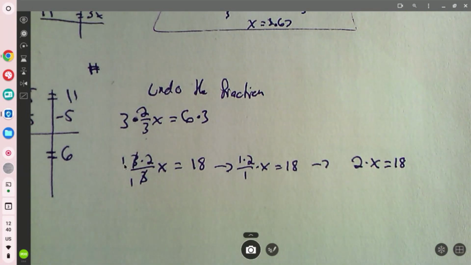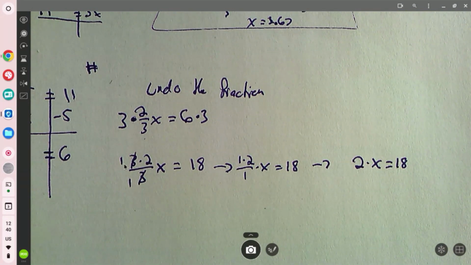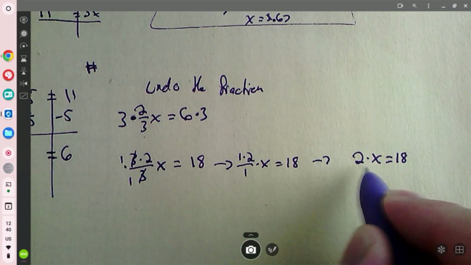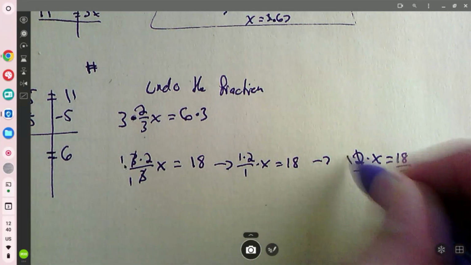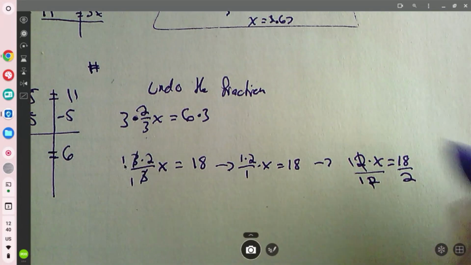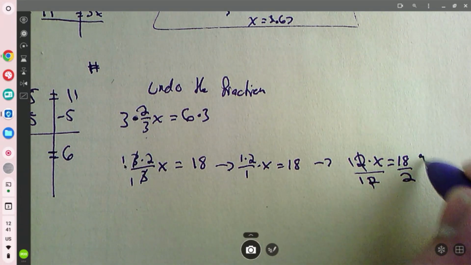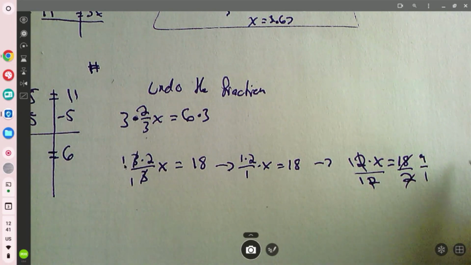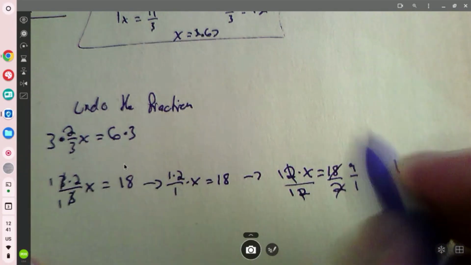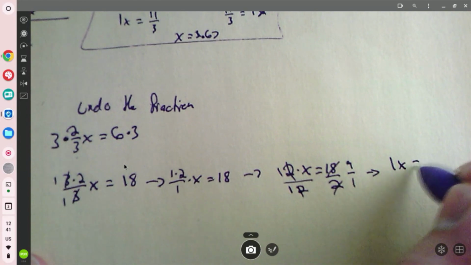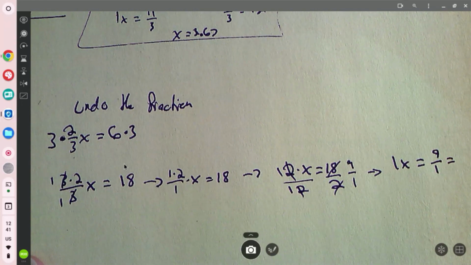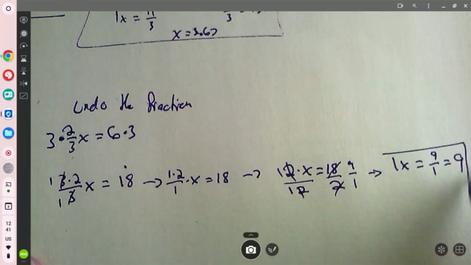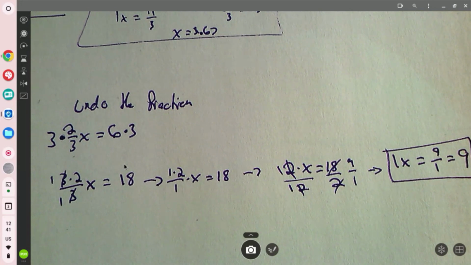So we want to get a single x. There's 2 of them being multiplied by our x. So what's the opposite of multiplying by 2? Divide. So let's divide by our 2. 2 divided by 2 simplifies to 1 over 1, which is 1. 18 divided by 2 is equal to 9 over 1. So that tells us that 1x is equal to 9 over 1. Or what does that simplify furthest into? To just 9. So our x for our bottom is equal to 9.